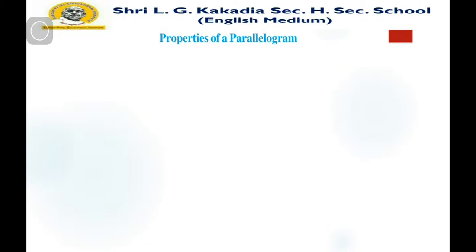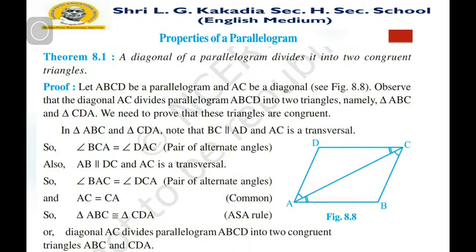For that, let us see theorem number 8.1. Here it is given: a diagonal of a parallelogram divides it into two congruent triangles. It is a very important theorem in this chapter. Theorem number 8.1 may be asked, and then we have to prove it. A diagonal of a parallelogram divides it into two congruent triangles.